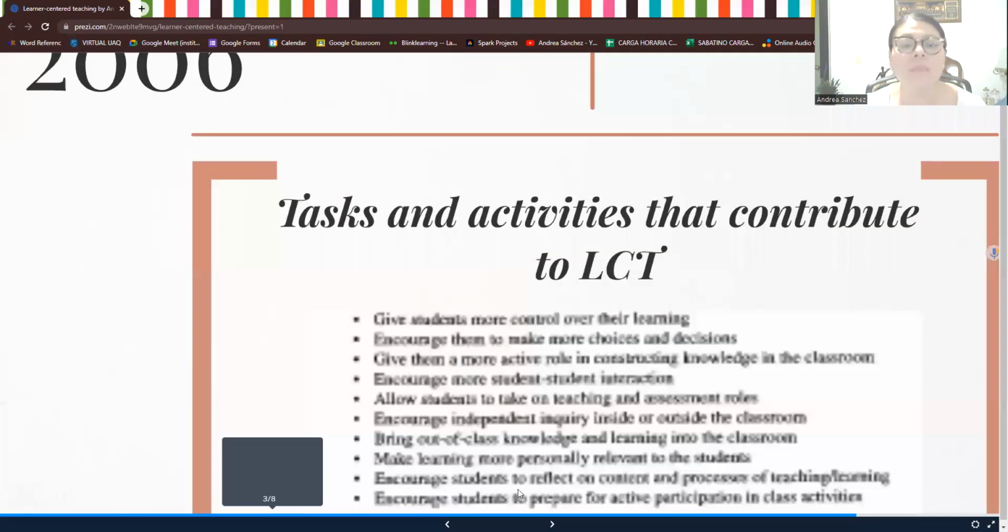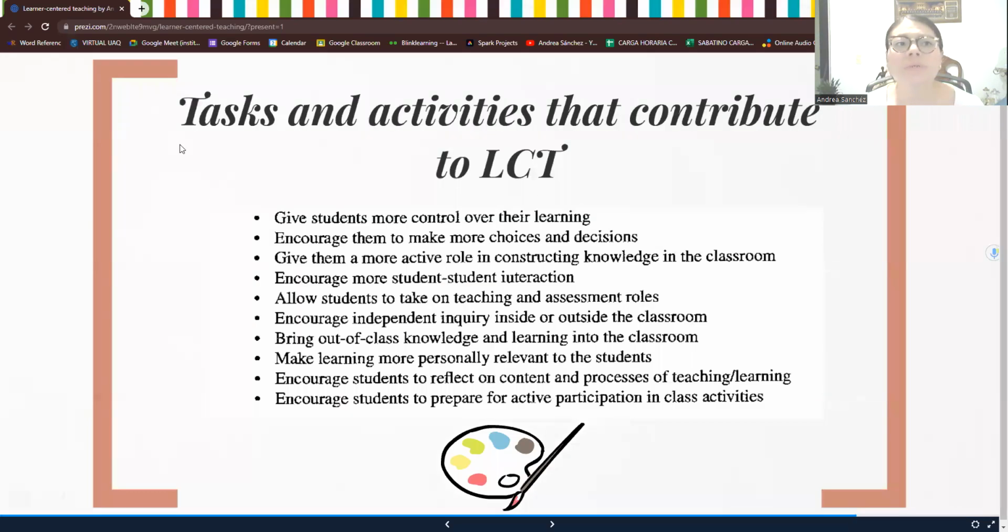Okay. And also another important aspect that you should consider in your classes, as tasks or activities that actually contribute to learners and their teaching, is to give students more control over their learning, encourage them to make more choices and decisions, as I was telling you, give them a more active role in constructing knowledge in the classroom, encourage more positive student-student interaction.